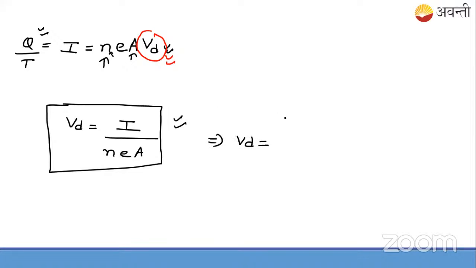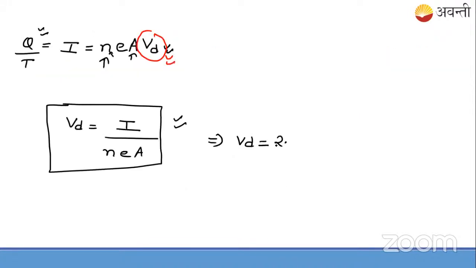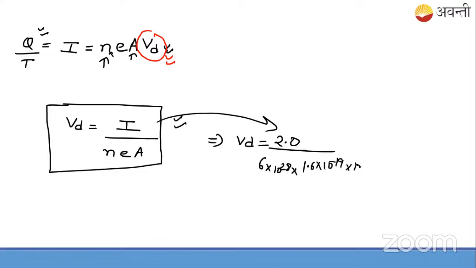If you put the values, what is the current? Current is already given, 2 ampere. So current is 2 ampere upon N, the number of electrons or charges per unit volume, this is equal to this, e value is 1.6 × 10^-19 coulomb, and area 1 millimeter square. When you convert all these into SI units, in meters, ultimately you'll get the answer as equal to 3.6.